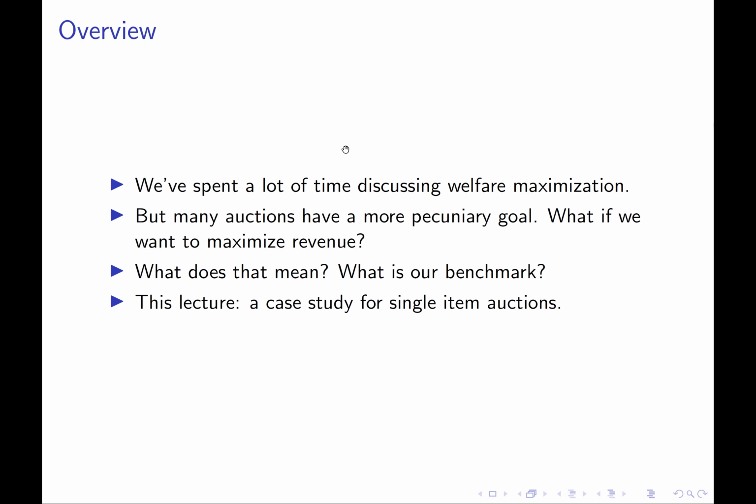And so in this lecture, I want to think about this question, and we're going to think about a case study for single item auctions, which is the setting in which revenue maximization is best understood and has the cleanest solution. And we'll talk a little bit at the end about the extent to which the solution we derive today can be extended, and what some of its weaknesses are that we might try to mitigate in future lectures.